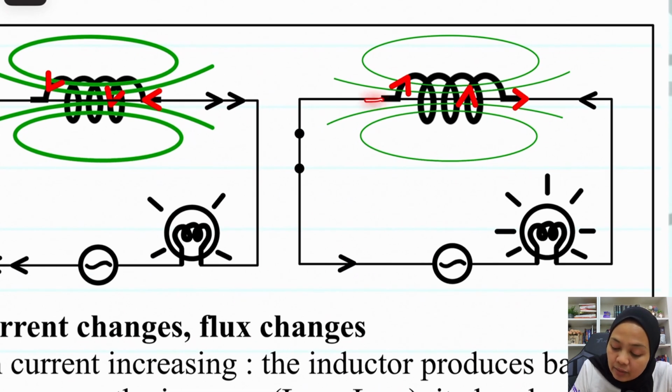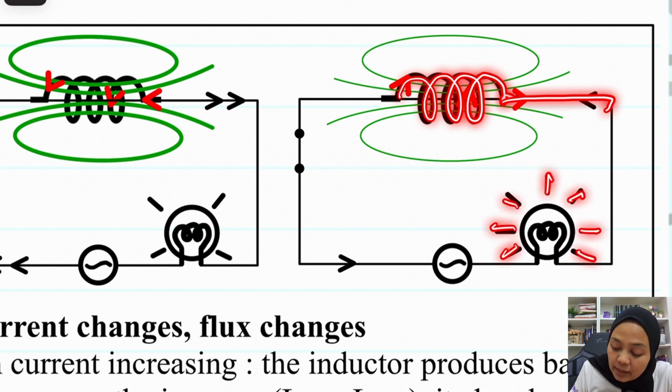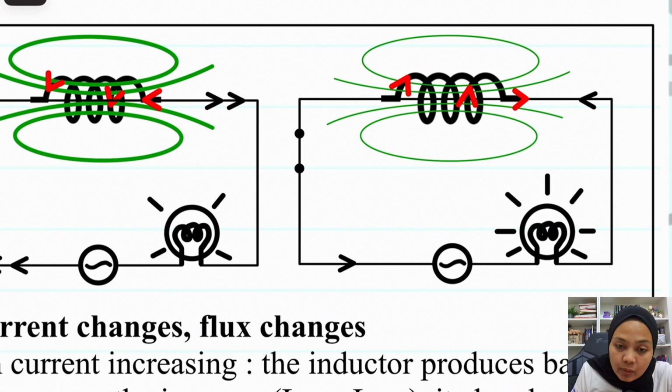As the current starts to deplete and go to the other side, the energy that is being stored in the solenoid will use its own current or EMF to flow its own current, making the bulb light up. So this is what we call self-inductance. It is basically like a charger battery, but it's very temporary.